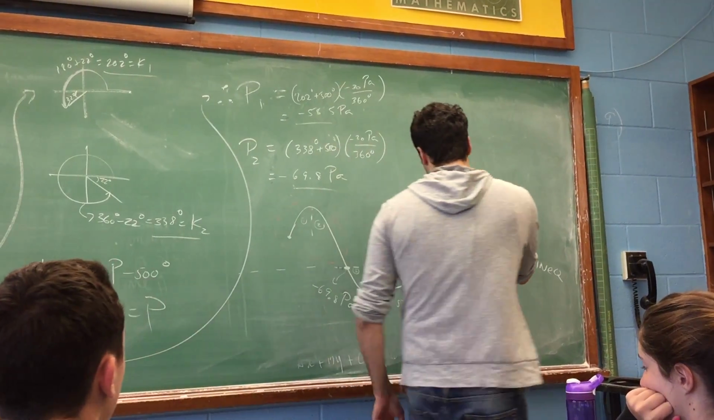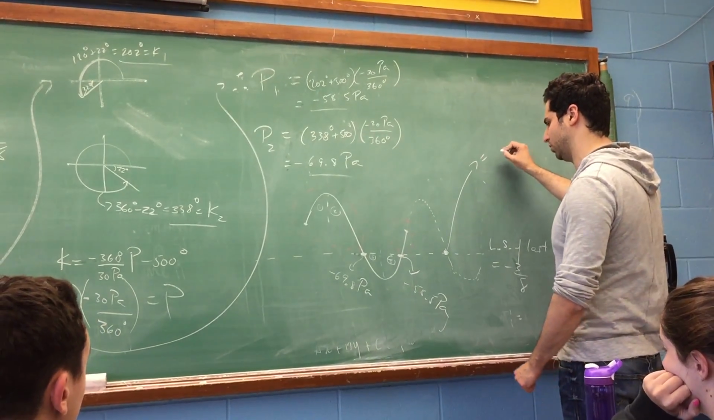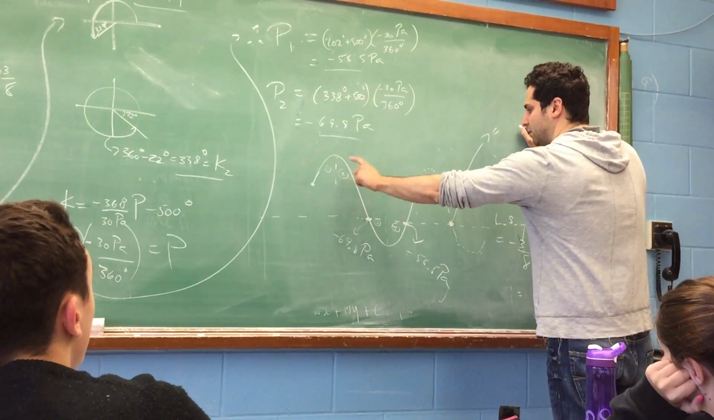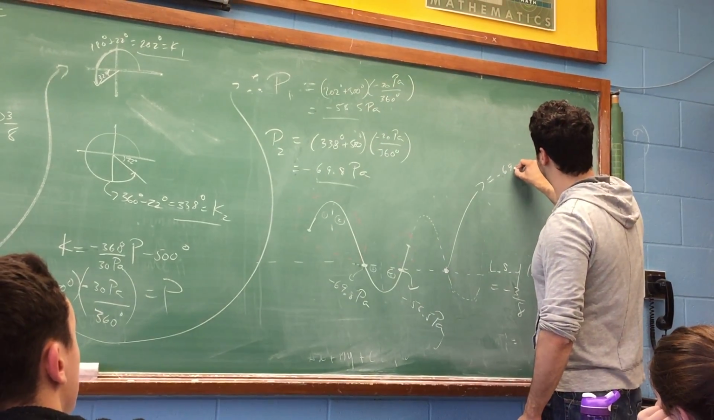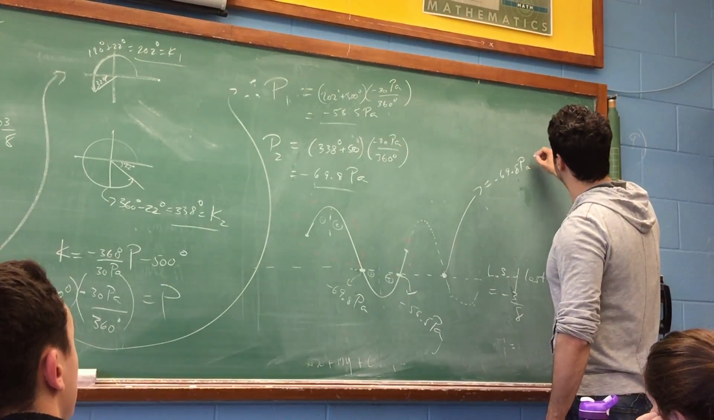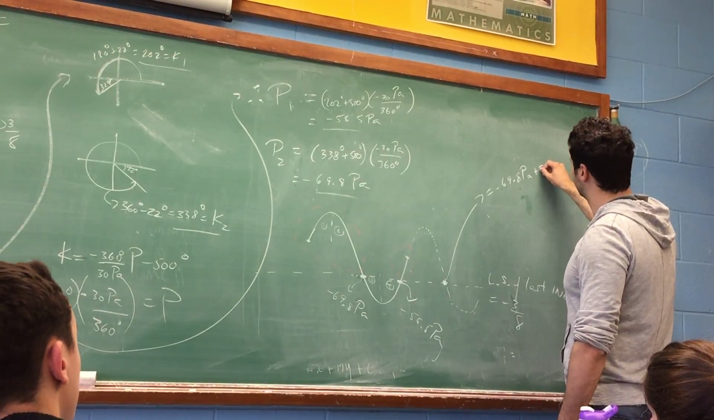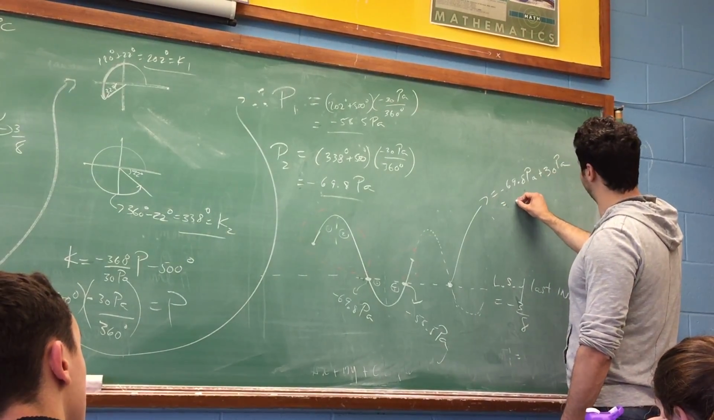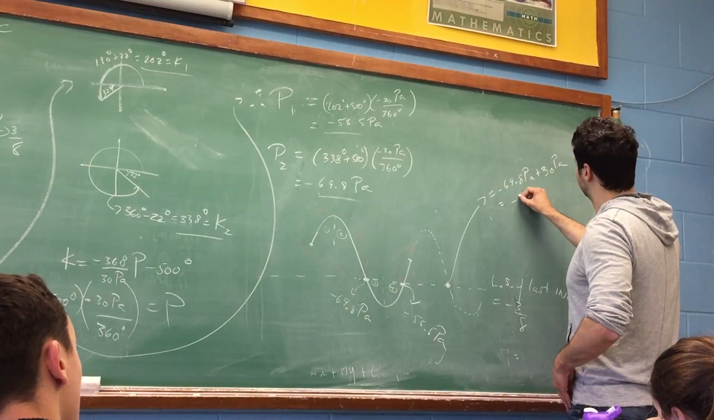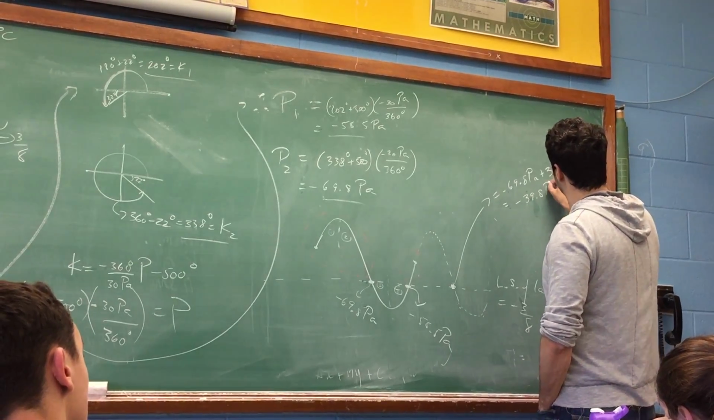This point here, do you agree that this point here will be equal to this point plus a full period along? So that's going to be minus 69.8 Pascal plus, what's our period? 30 Pascal. What does that give us? Help me out here, my head already hurts. Minus 39.8 Pascal.